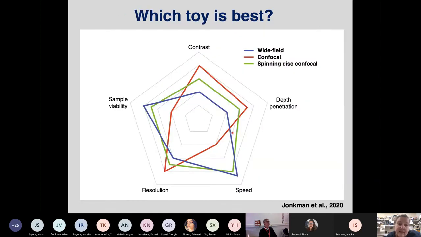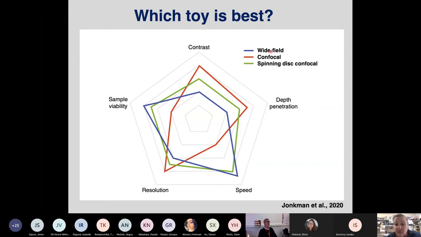This is a different way of visualizing basically the same thing, which I've taken from an article that I will show you the source for later. And again, it shows you that none of these beasts is perfect. So usually when you make your choice of which toy to use, it depends on what kind of contrast, whether the sample is alive or dead, which resolution, which scan speed you need, and how deeply you want to penetrate into your sample.